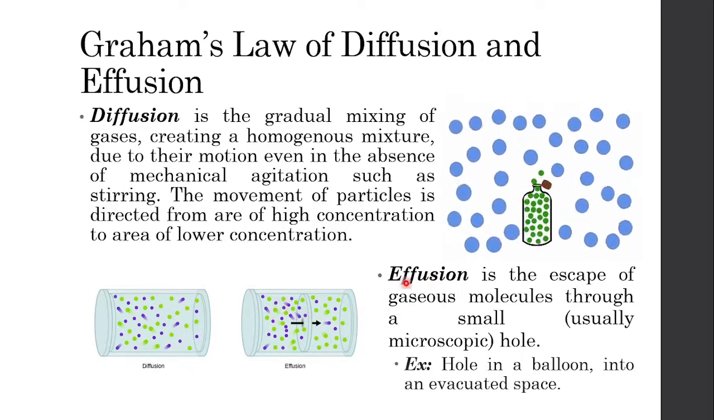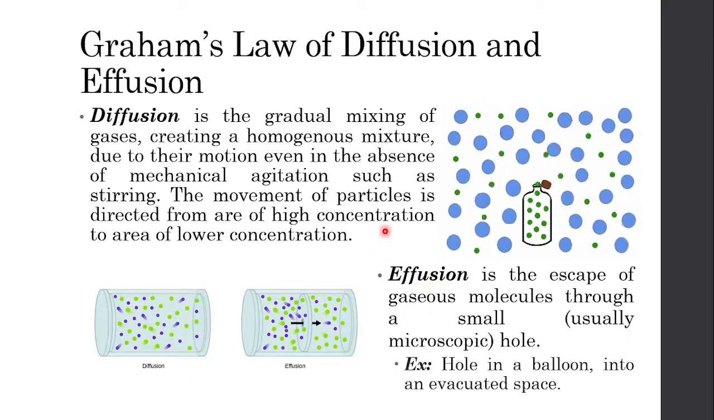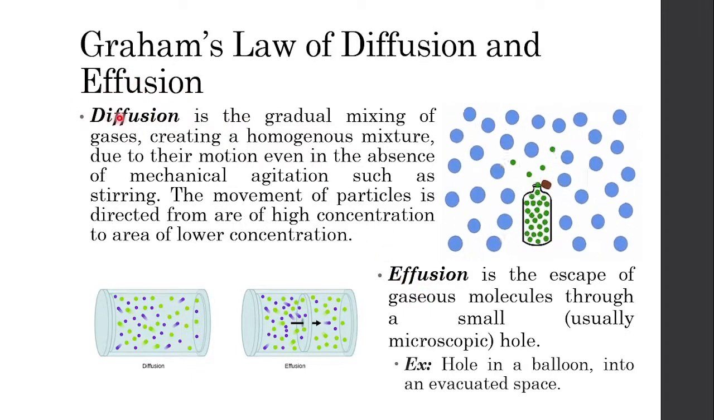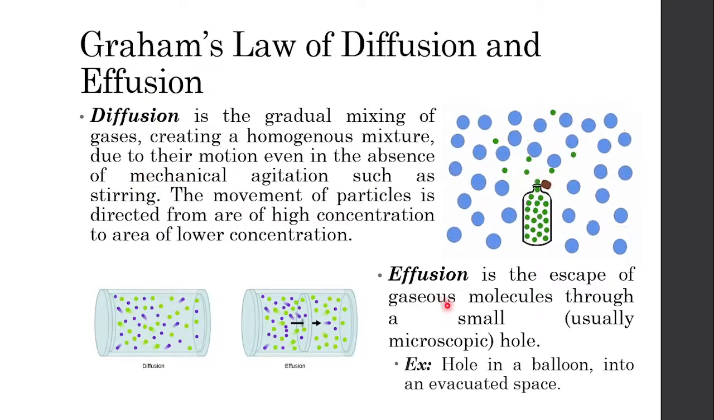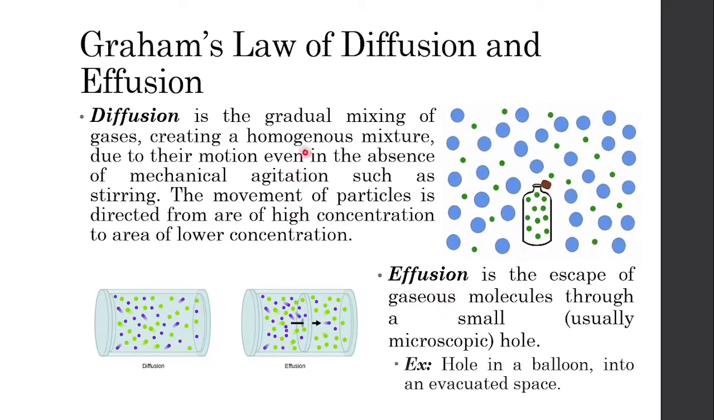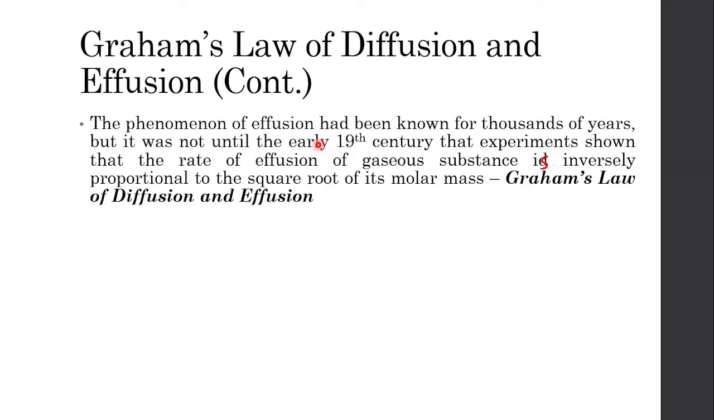So that is what we call an effusion. And we have a law in order for us to measure how fast gas particles diffuse or effuse, and that is what we call Graham's law. It states that the rate of effusion of a gas, or how fast a gas effuses, is inversely proportional to the square root of its molar mass.